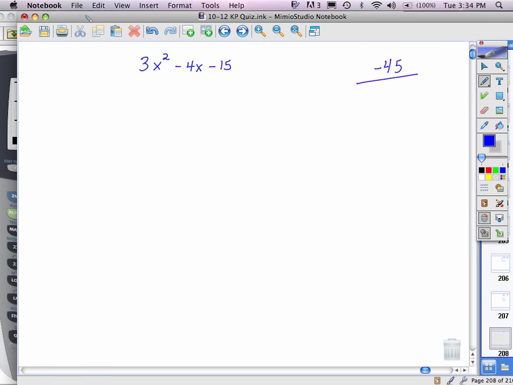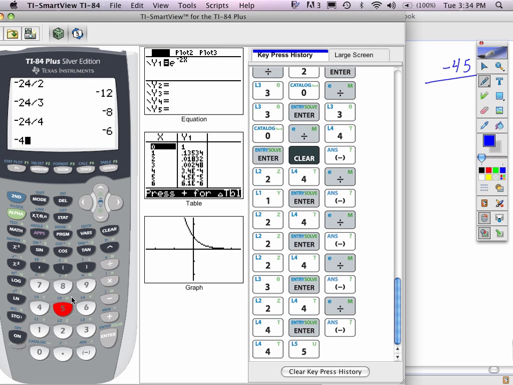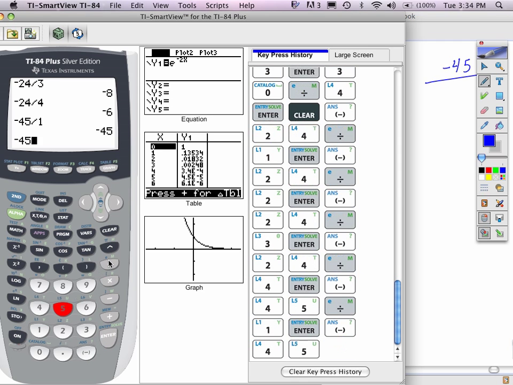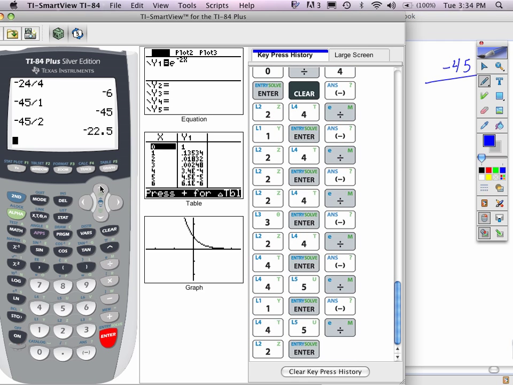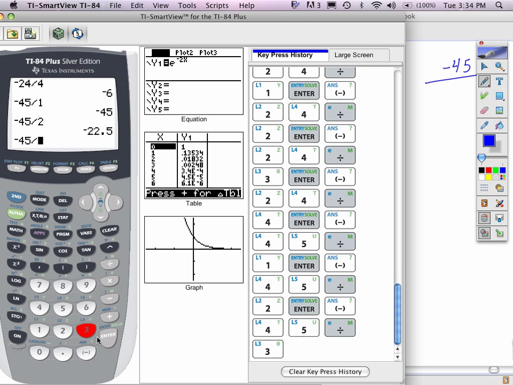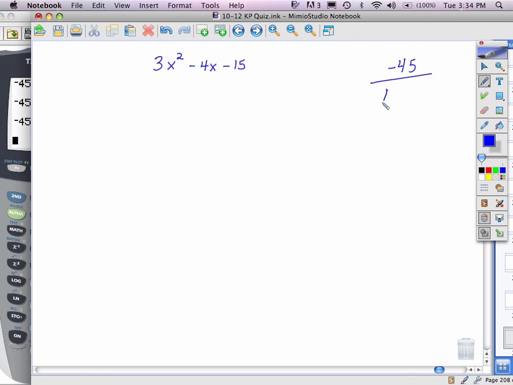First thing I'm going to do is 3 times negative 15 is negative 45. I'm going to come up with all my factor pairs, and if you need a reminder of how to do that, remember I go negative 45 divided by 1, negative 45 divided by 2, that's a decimal, I don't like it, negative 45 divided by 3, and I can go on so on and so forth.